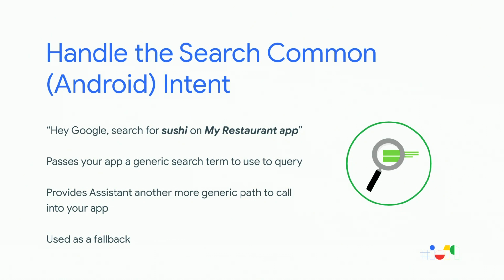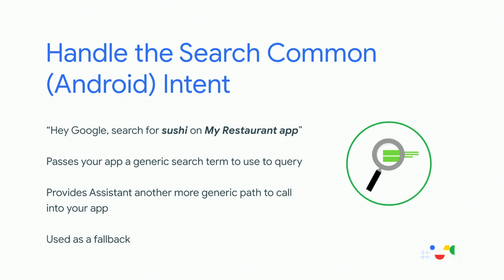OK, next one, handling something called the search common intent. This is actually an existing Android API, and the developer documentation has been up on the docs for quite a while already. But what is this if you're not familiar with it? Well, it lets your app respond to a generic search query. For example, the user may say, hey, Google, search for sushi on my restaurant app. This would allow the My Restaurant app to open up and be passed the term sushi, after which it could run a particular search query within the app for that term.